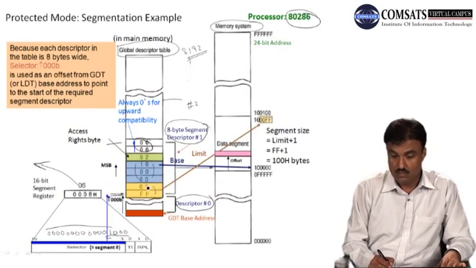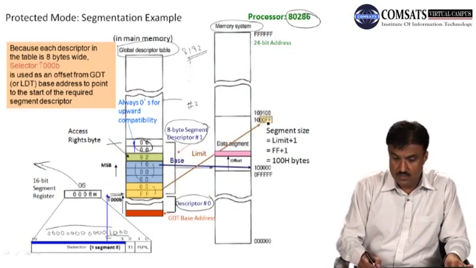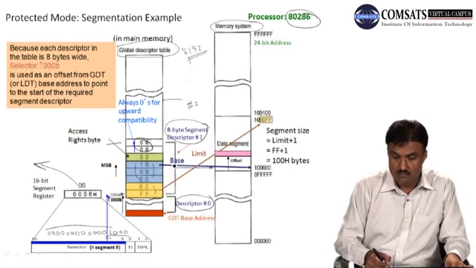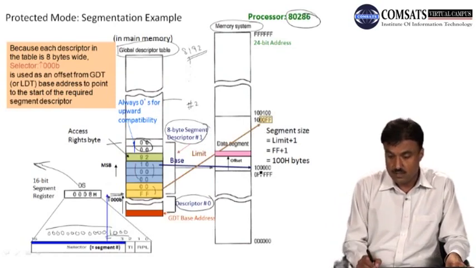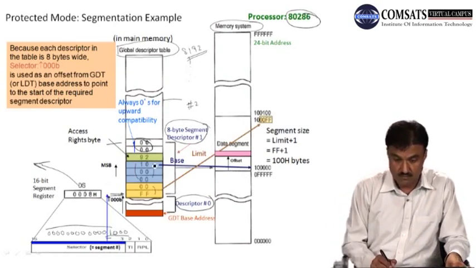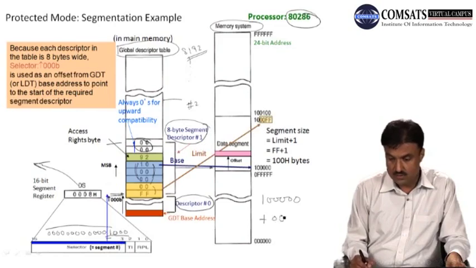Then we have other fields here. Here you can see our limit value is 00FF. This is the limit value, and we have the base value here. So how will we compute it? The base value is 100000, with five zeros after the 1. The limit value is 00FF, so we will add one to it.